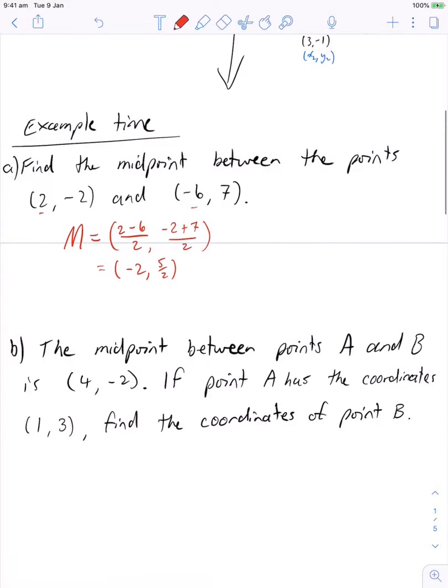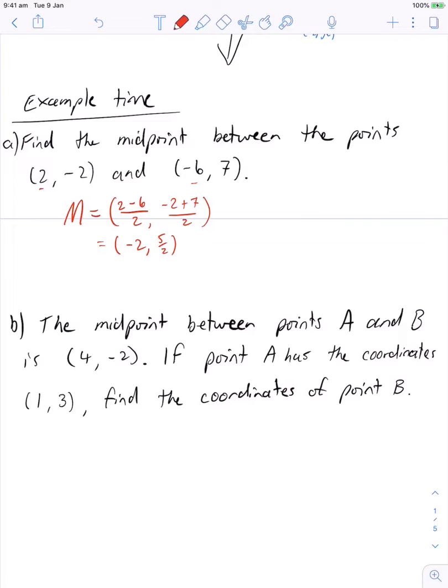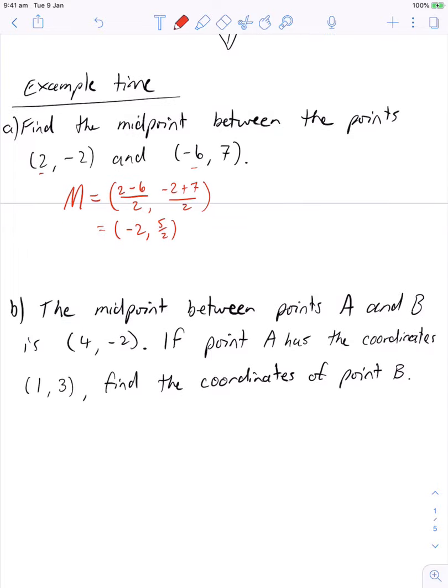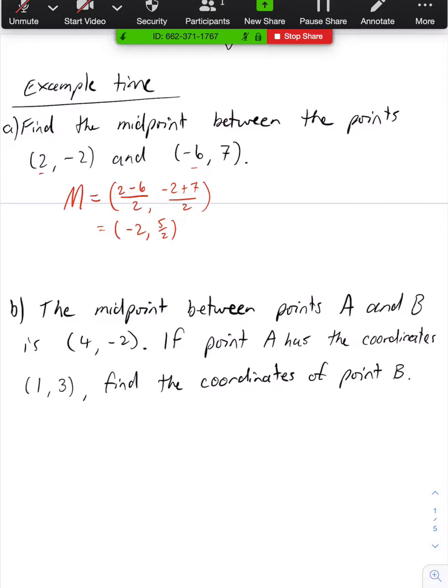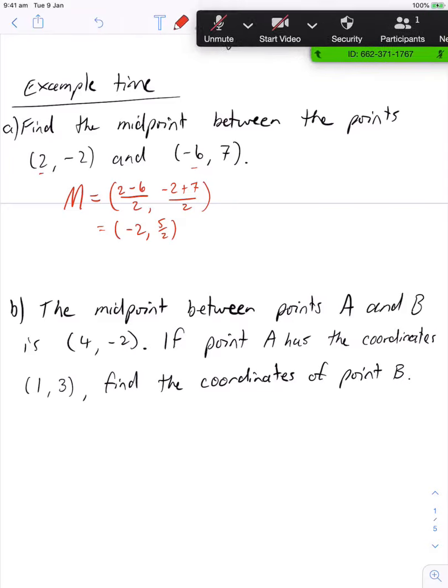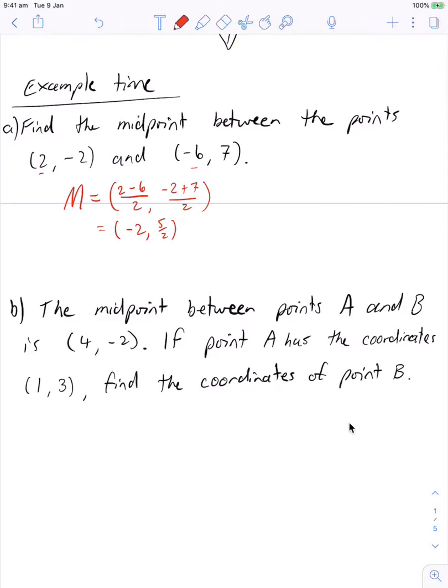The midpoint between points A and B is (4, -2). If point A has the coordinates (1, 3), find the coordinates of point B. Okay, so this is a different style of question. Essentially, we are given the midpoint, and this time we want to find the other point. So our midpoint is this point here, (4, -2), and we've got our point A being (1, 3).